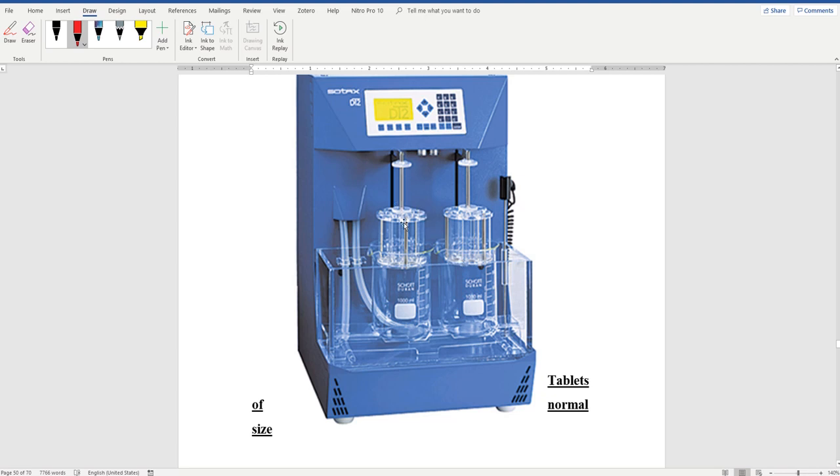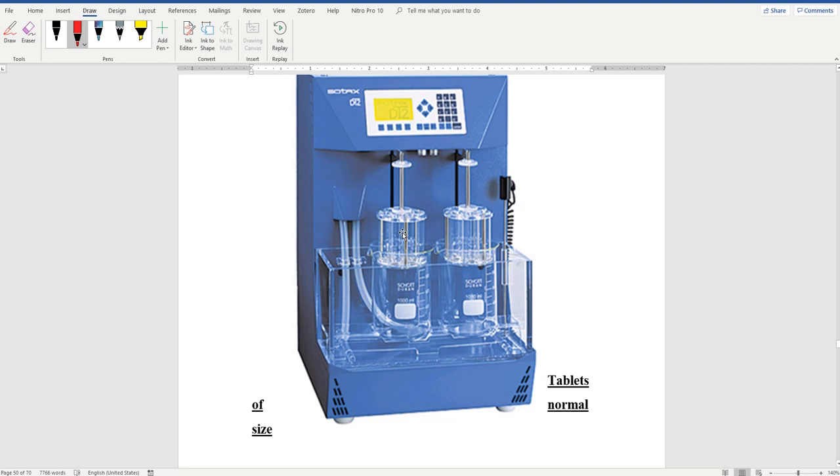Because first I did 6, and then when 1 or 2 did not pass, did not disintegrate completely, I did another 12. So I have a total of 18. At least 16 from 18 should disintegrate within the specified time.